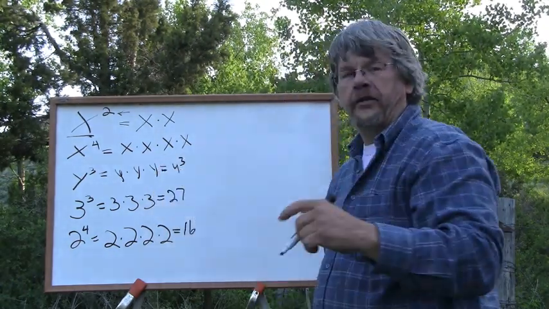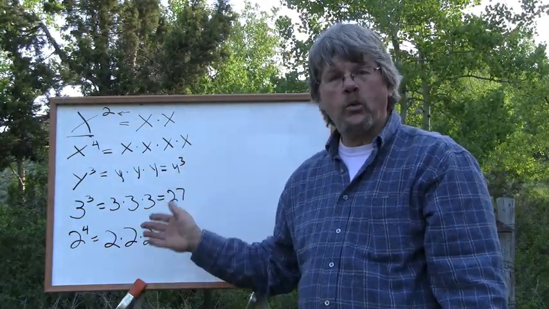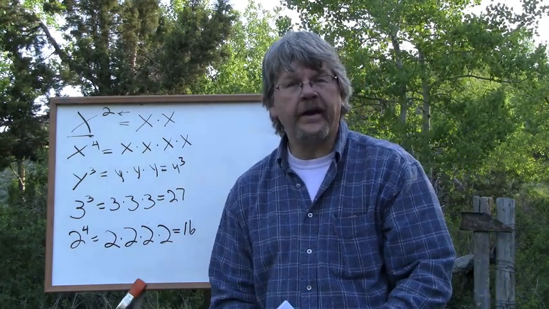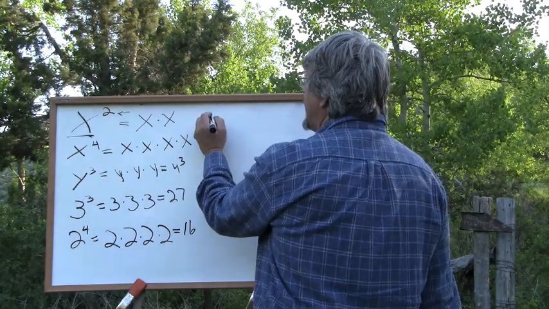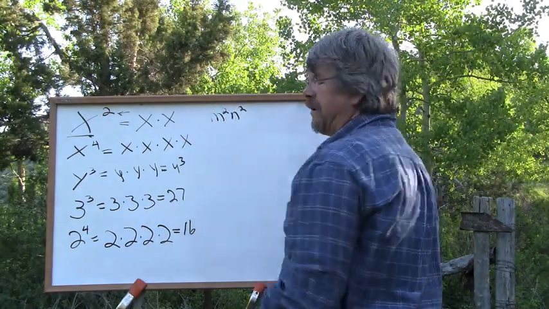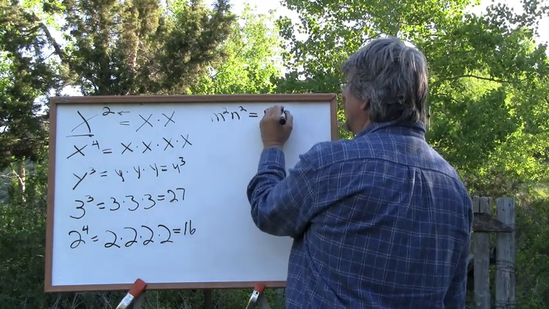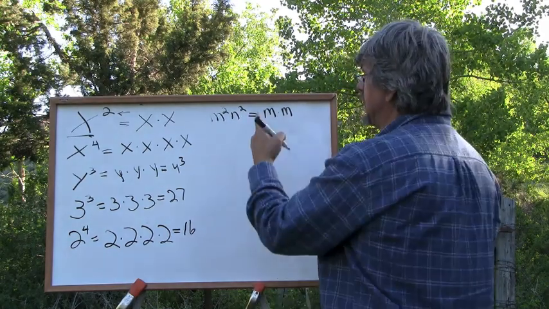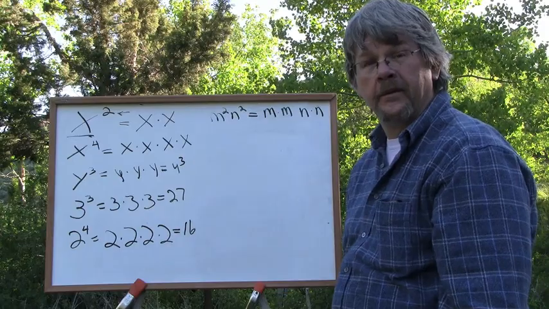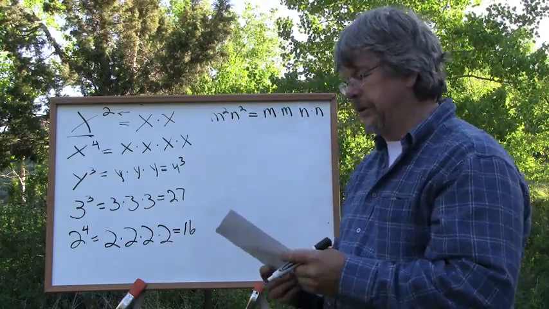So exponents apply, of course, to variables without ever knowing what the variable value is. You can see that, right? If we have m squared n squared, that is simply telling us that we have two m's multiplied by themselves and two n's multiplied by themselves. You see how that works? So it works with variables and it works with numbers also.